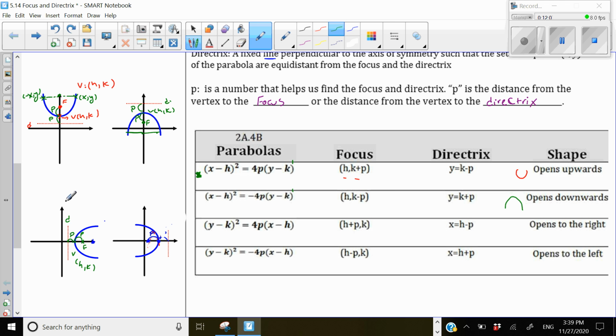Directrix, I'm moving p to the left side. The directrix is a vertical line here, so it's going to be x equal to something. And what is that something? Because I'm moving to the left, just subtract p from the h, and it's going to be h minus p. The equation will be y minus k squared equal to 4p times x minus h. So this time y is squared.